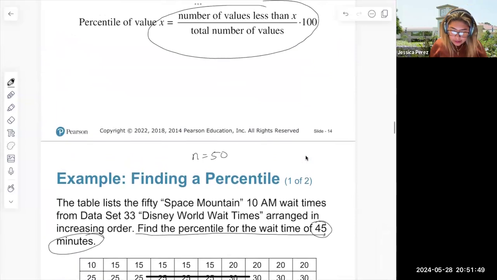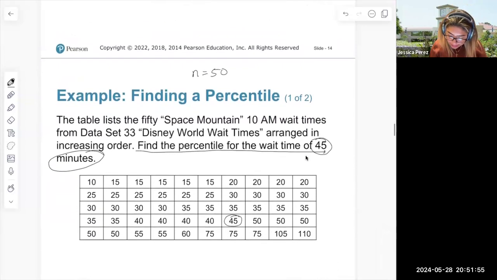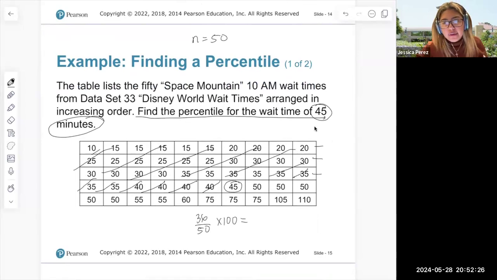So the percentile of the value is the number of values less than X. Less than that is all the ones on top. So 1, 2, 3, 4, 5, 6, and so on. So all of the values less than 45 come to 36. So it's 36 over 50 times 100. That's how we find the percentile. Where did I get the 36 from? The values that were less than 45.